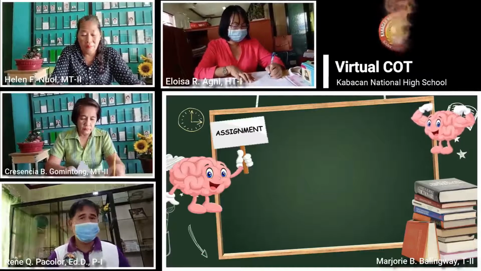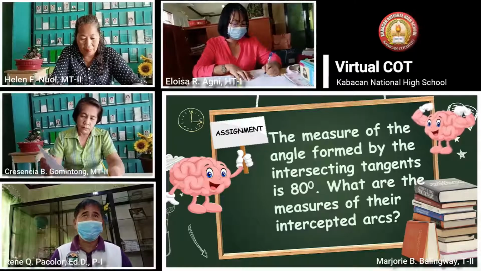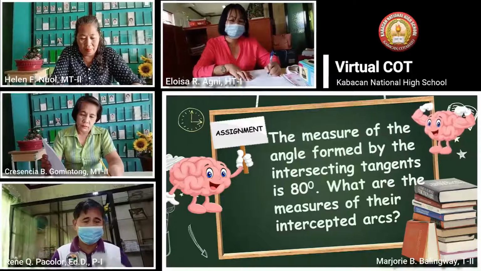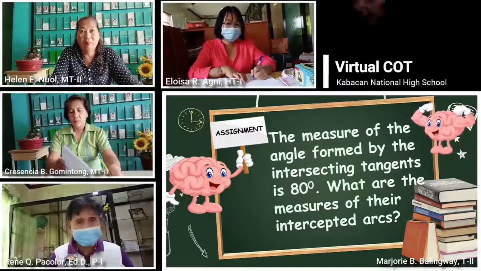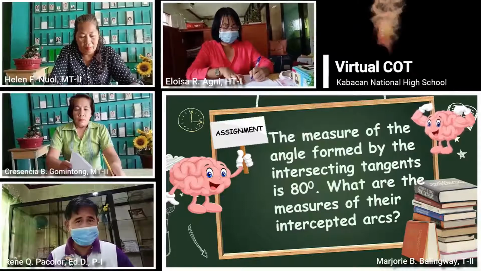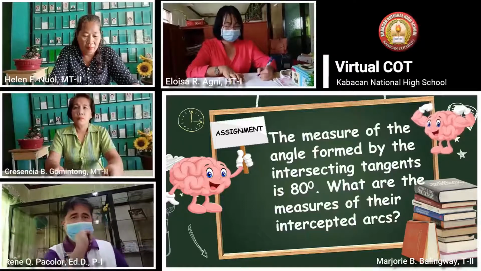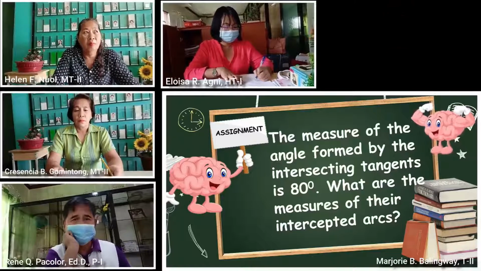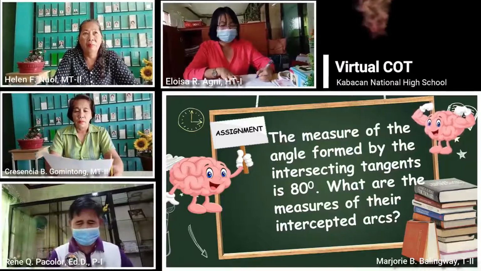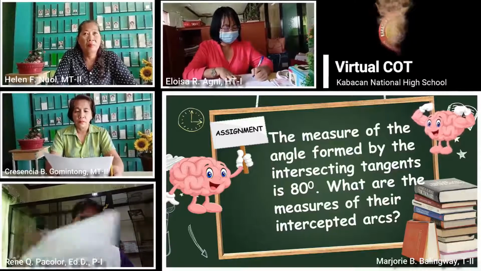For your assignment, answer the given problem and write your solution in a 1/2 piece of paper. So here is the problem. The measure of the angle formed by the intersecting tangents is 80 degrees. What are the measures of their intercepted arcs?